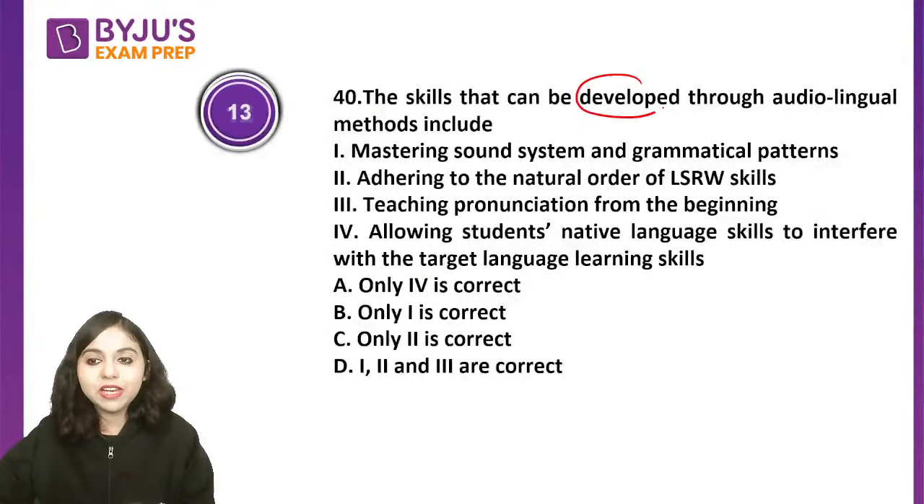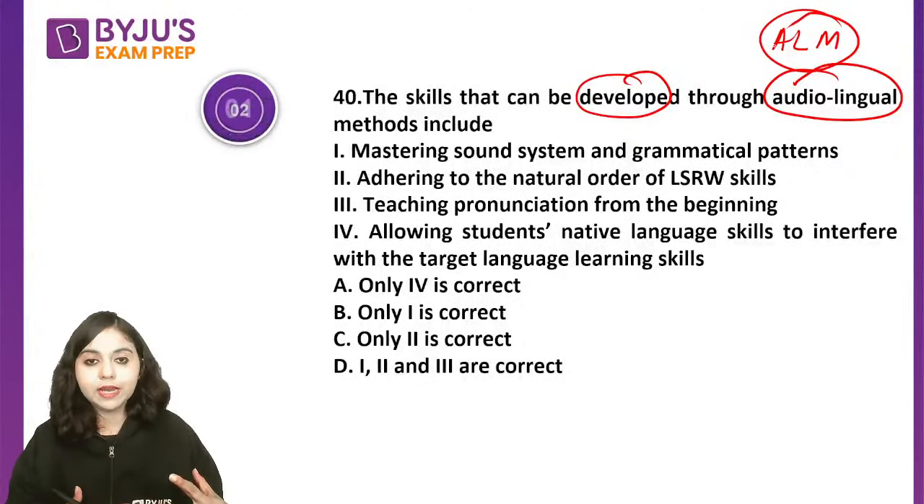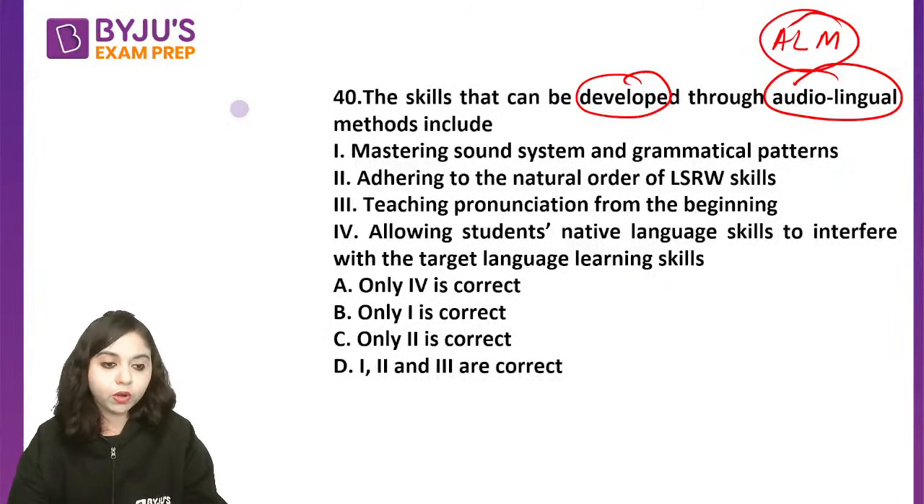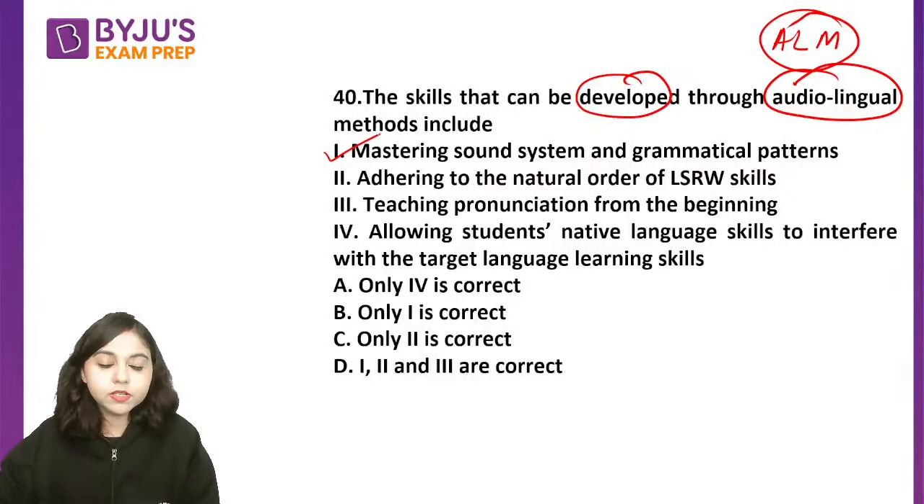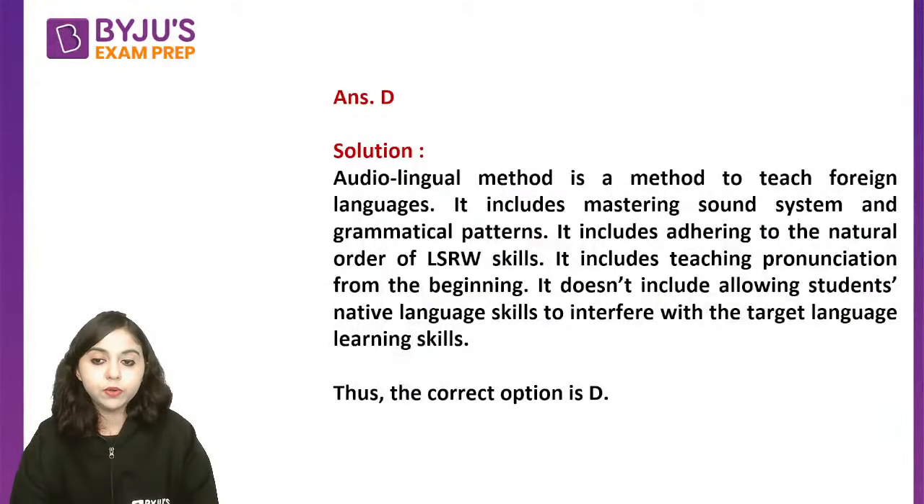Okay. The skills that can be developed through the audiolingual method include. While you're acquiring the secondary language, what are the skill sets that can be improved by using the audiolingual method? Mastering sound systems, grammatical patterns, you can easily figure it out. Adhering to the natural order of listening, speaking, reading, writing, that is so true. Teaching pronunciation from the beginning, absolutely right. Allowing students' native language to interfere with the target language learning, no. So the first three are absolutely right. You get a proper knowledge about rhythmic patterns and pronunciation, that becomes clearer.